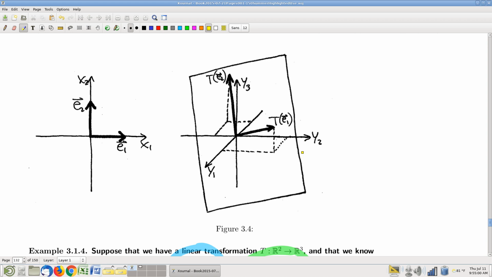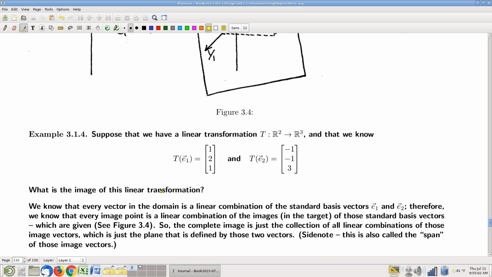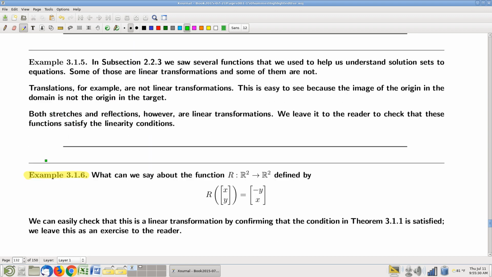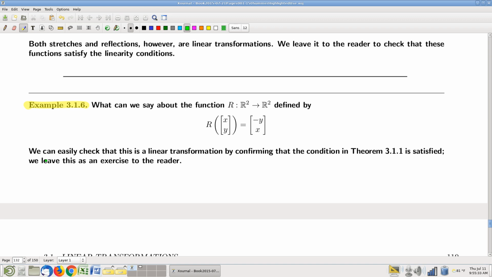Okay. Let you all read this example on your own. There are many functions that we've looked at in the past, and some of them are linear transformations, some of them aren't. Stretches are linear transformations. Reflections are linear transformations. And translations, though, are not. So you can think about why those statements are true, but I'm going to let y'all mostly read that. I want to move on to this example about rotation.